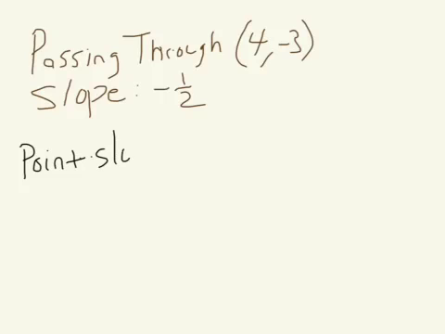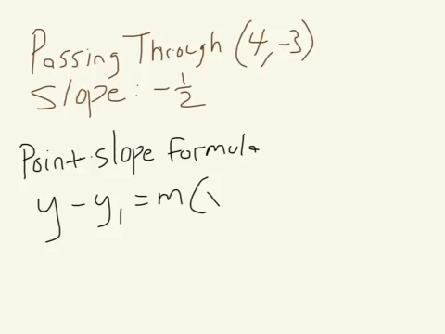Point-slope formula. And the point-slope formula is this: y minus y1 equals m times x minus x1. And I could probably tell you, if we had time, about how this is real similar to the slope equation. If I divided both sides by x minus x1, it looked just like the slope equation, but that's not really that important.